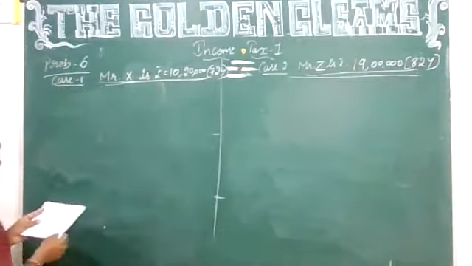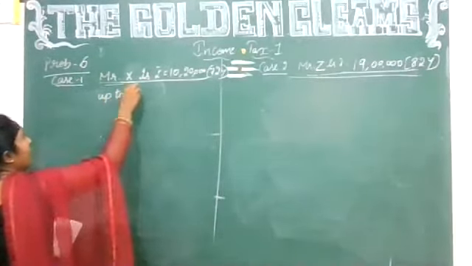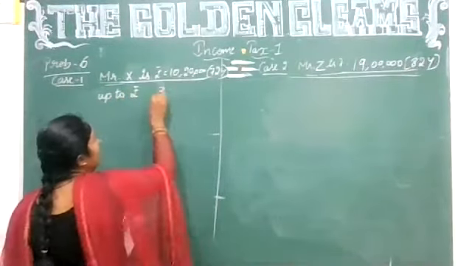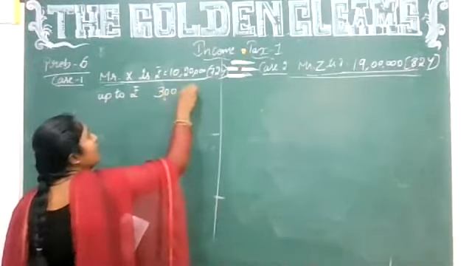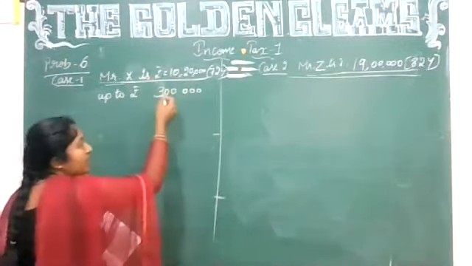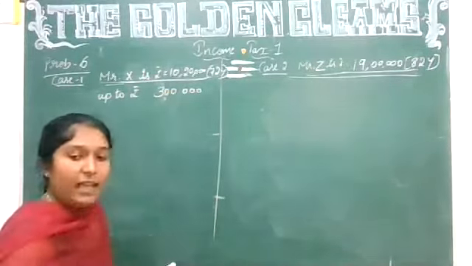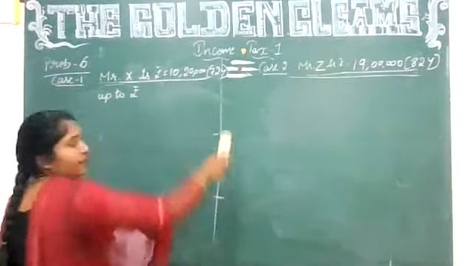The first one is case 1. Up to rupees 3 lakh. This is the second format, senior citizen. The 3 lakh is nil.